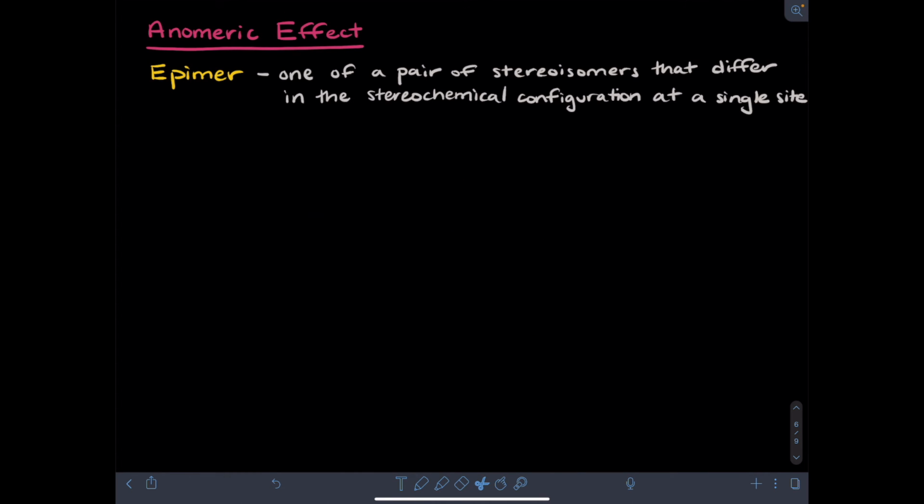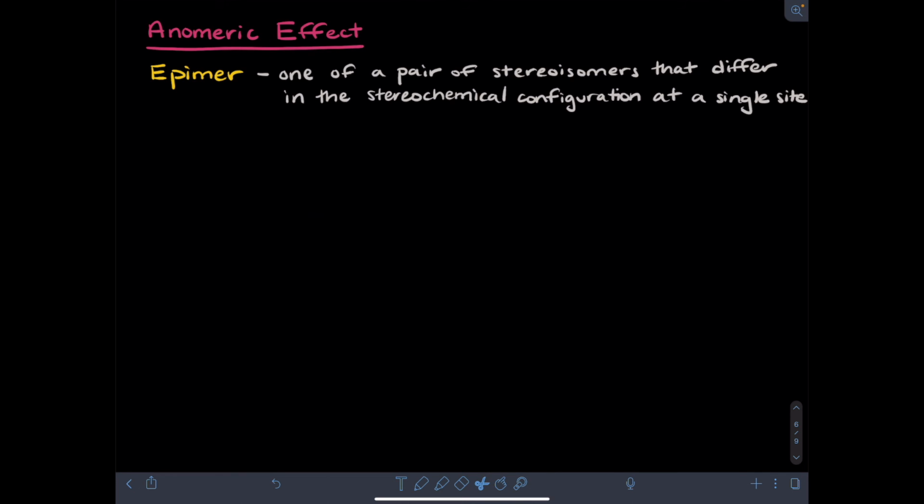What's known as the anomeric effect is going to throw a wrench into our predictions for whether groups will be axial or equatorial. So just a couple of definitions to start. The term epimer refers to a compound that differs from another compound at a single stereochemical site.